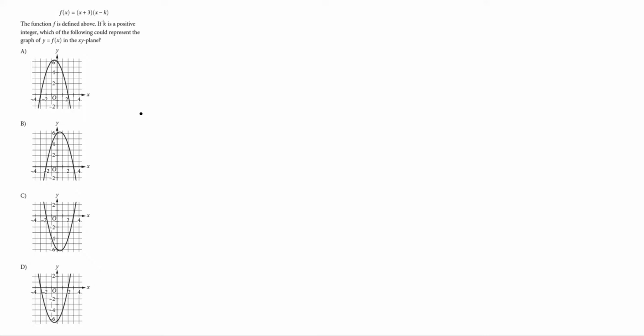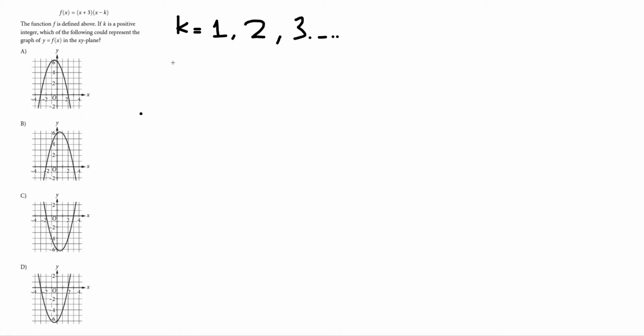So what do we know from the question? k is a positive integer, so possible values for k could be 1, 2, 3, and so on. One thing we can look at is that A and B have y as positive when x is 0, and C and D have negative y values when x is 0. So we can look at the value of this function when x is 0 to eliminate a couple of the options.